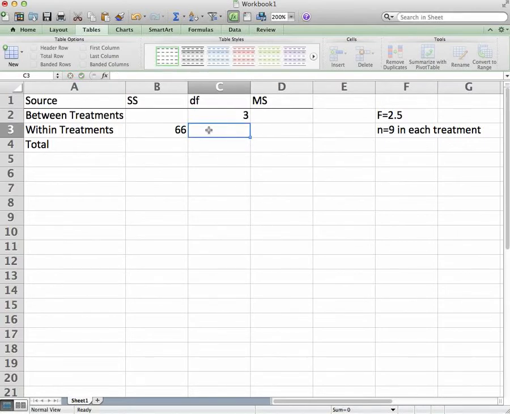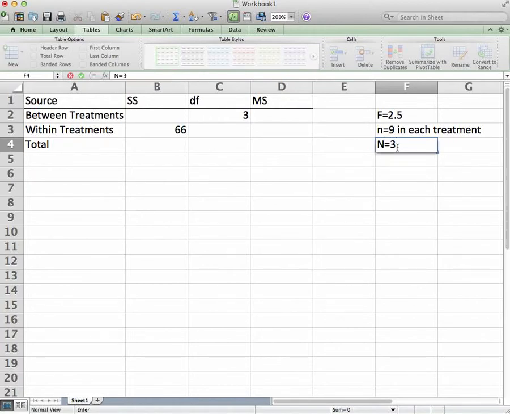Alright? You should also be able to get degrees of freedom within treatments as well. I said that there were 9 participants, 9 subjects in each treatment. There were 4 total treatments. So if there are 9 scores in each treatment, and there's 4 treatments, that's 9 times 4 are 36 total scores, right? 4 times 9.